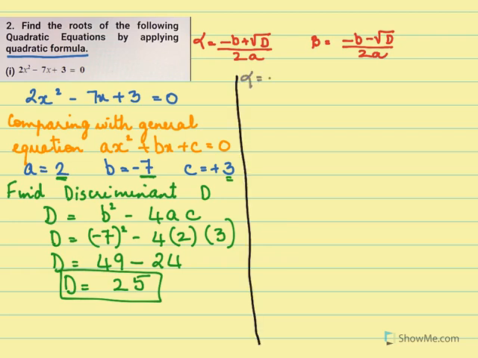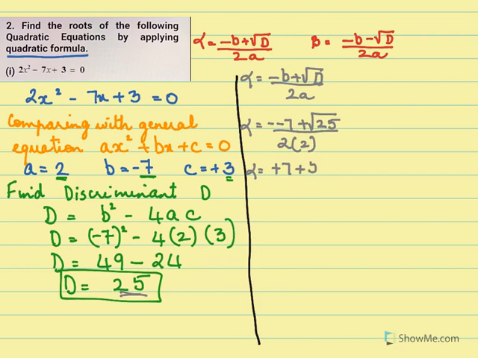So the value of alpha we saw was minus b plus root d over 2a. So let's substitute that. Alpha, we know our b is minus 7, so this will be minus of minus 7 plus under root, we know our d was 25 here we found, so this was 25 over 2a, and our a was 2. So alpha is plus 7 plus 5 over 4. So alpha will be 12 over 4, and alpha will be 3.